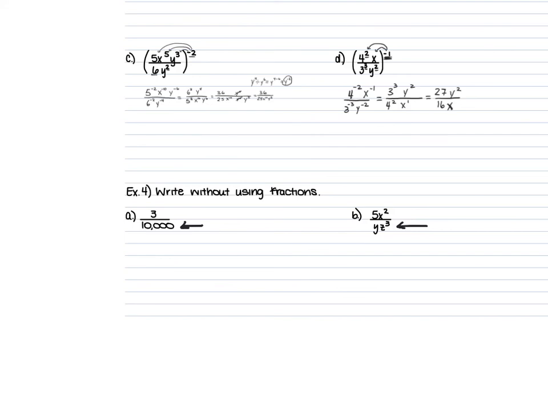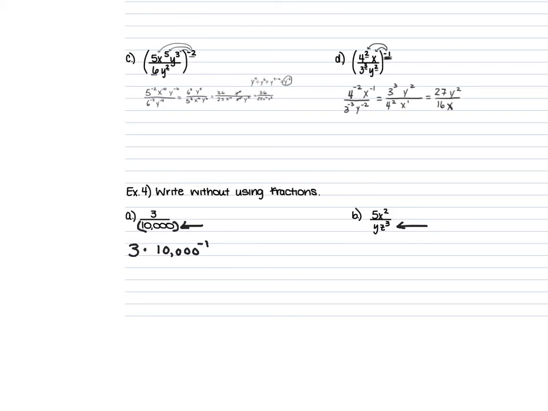a fraction anymore. So one of the things that I could do is take what's on the bottom and represent it with a negative exponent. I have a couple ways of doing this. It says write without using fractions. I could either write this as 3, because that 3 up there is just a 3 to the 1st power, times 10,000 to the negative 1st power, meaning that 10,000, where it really should be, is in the denominator.